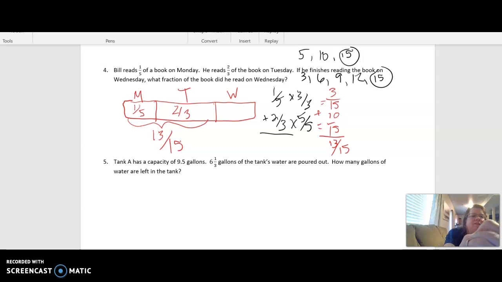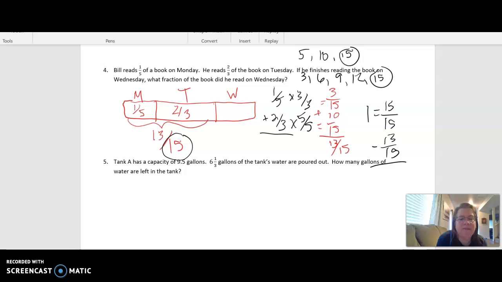Well, we just decided that our whole happens to be 15ths. Okay, so there are 15 pieces to make our whole, and he read 13 out of the 15 on Monday and Tuesday. Well, how many more do we need to make a whole? Remember, one whole equals how many total pieces in our denominator, so one whole is 15/15ths. And he read 13/15ths already.